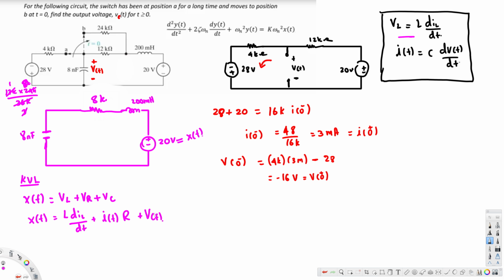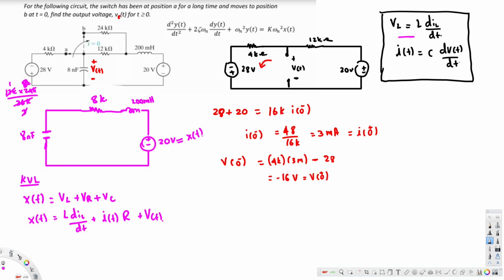Okay, so the next thing is we have to bring everything in terms of V of t. Since we are interested in finding the voltage across the capacitor, that is in terms of V of t, we try to bring everything in terms of V of t. Now let's see how to do that. And here the equation I of t can be written as C dV of t over dt. So that's the one I'm going to use right here.